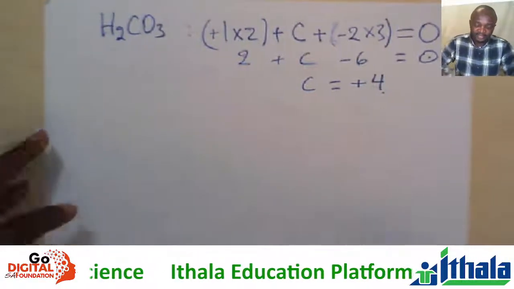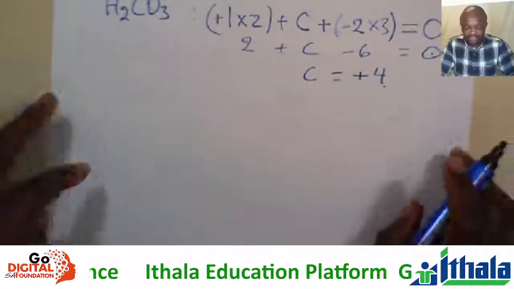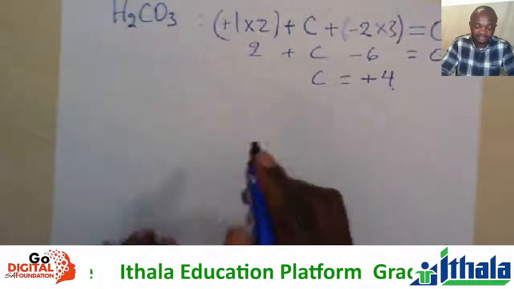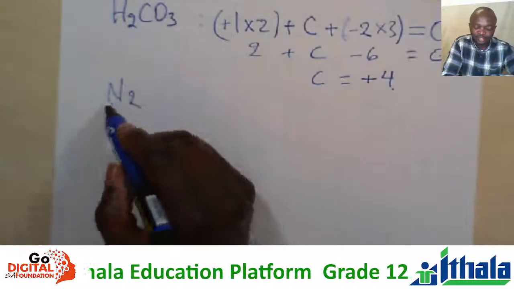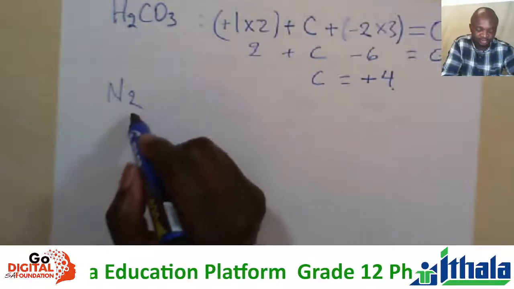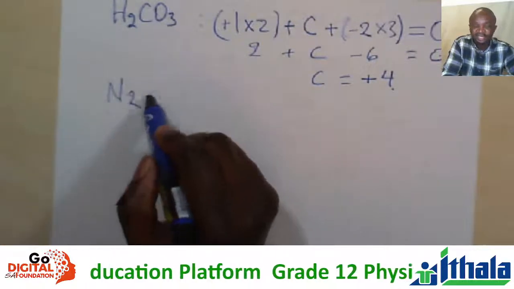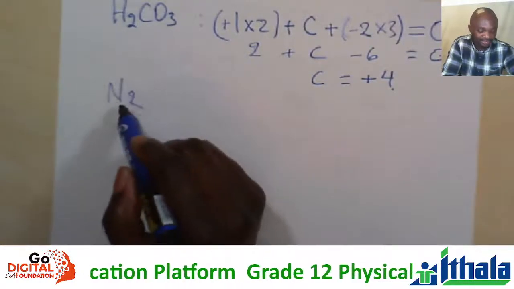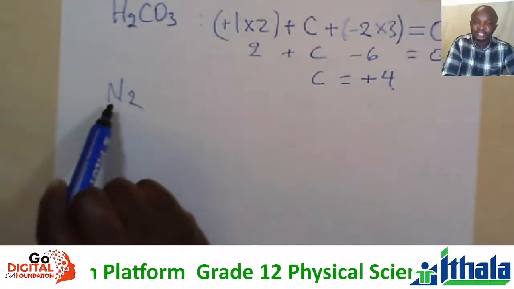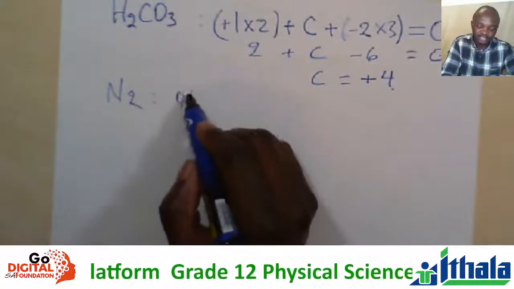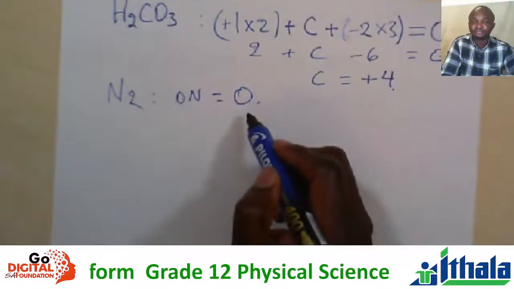Let's look quickly at another case of oxidation number, with nitrogen. It says calculate the oxidation number of nitrogen. Then we see that this is a pure substance, just an element, because it is made of the same type of atom. It's nitrogen, so the oxidation number is 0, right?